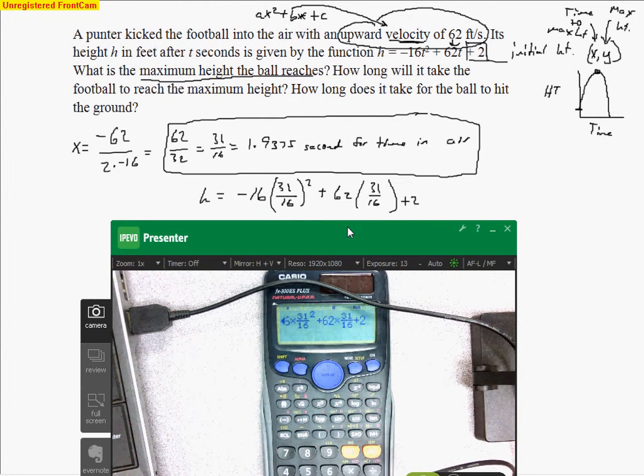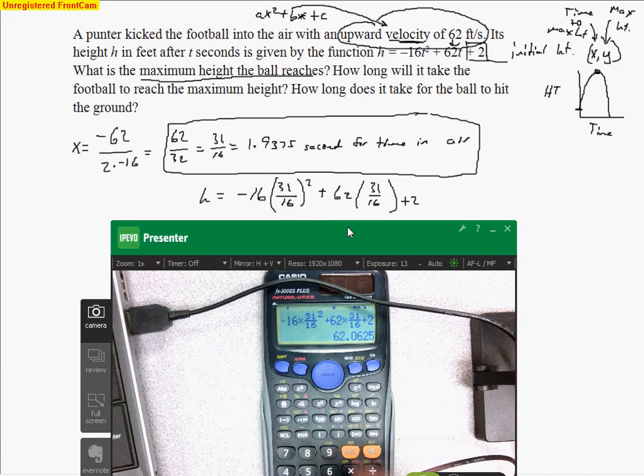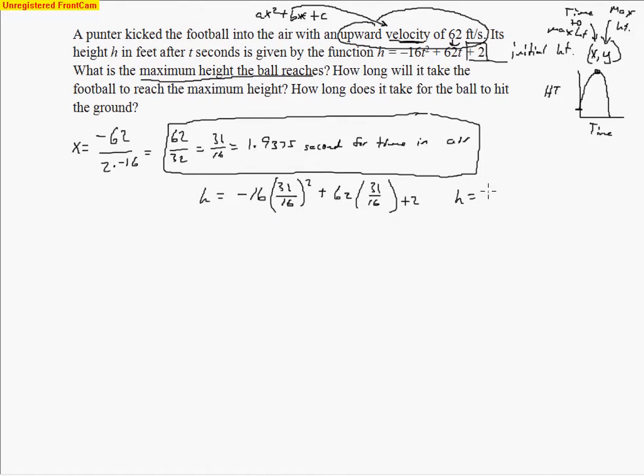And so when I go ahead and do that work, it gives me this answer of 993 over 16. And that is, in decimal form, about 62.0625 feet. And so we'll go ahead and write that in there. So h equals 62.0625 feet is the maximum height.